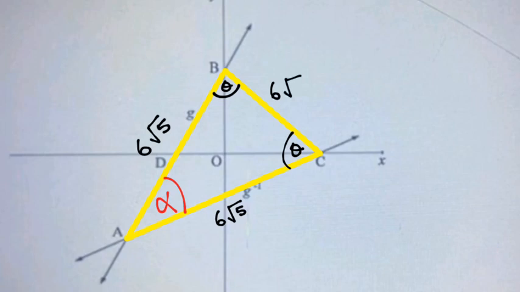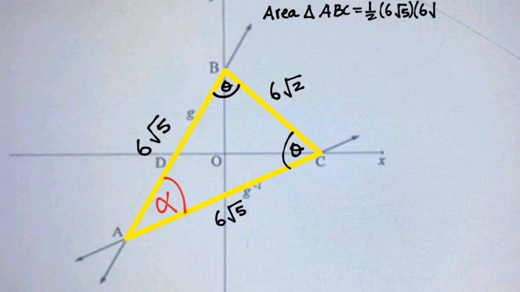So this one is 6 square root of 2. Now we can find alpha, because what we want to do is say the area of triangle ABC must equal half. I want to use these two sides: half of 6 root 5 times 6 root 5, and then multiply by sine of alpha. That's what I need to figure out, the alpha.